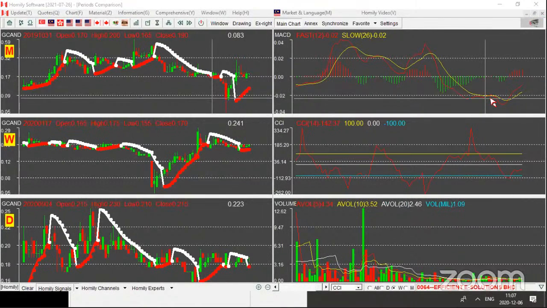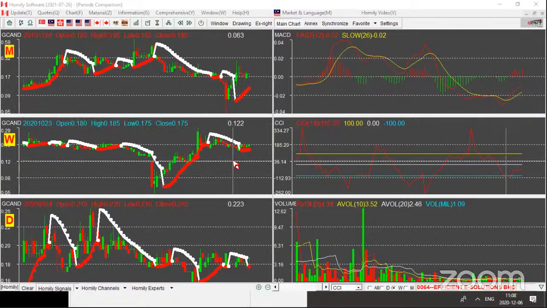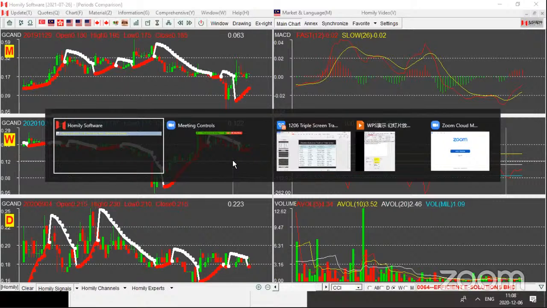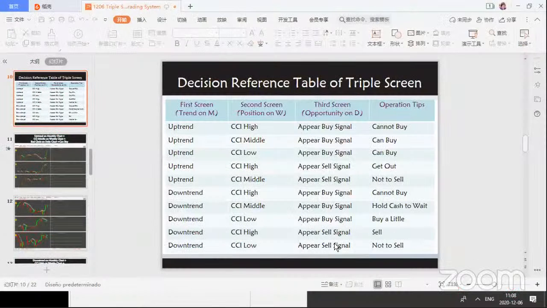How about two below situation? Uptrend plus CCI low, sell signal, hold. Actually, all the situations are already in the table. You can see, right? All the situations are listed over here.